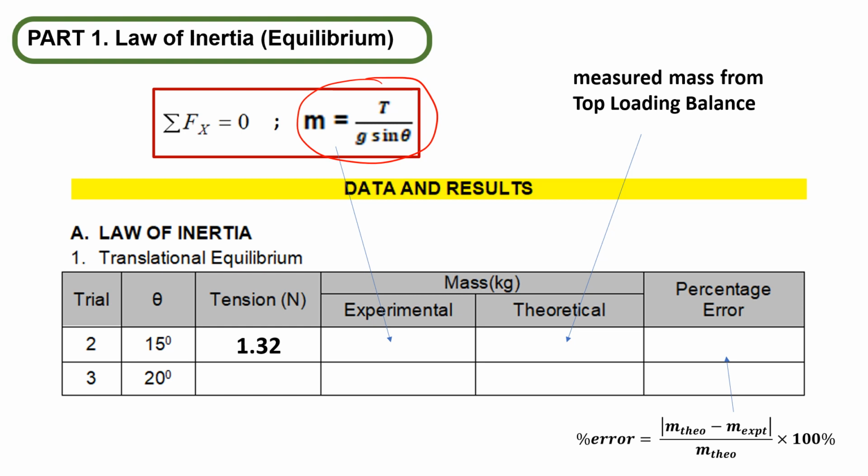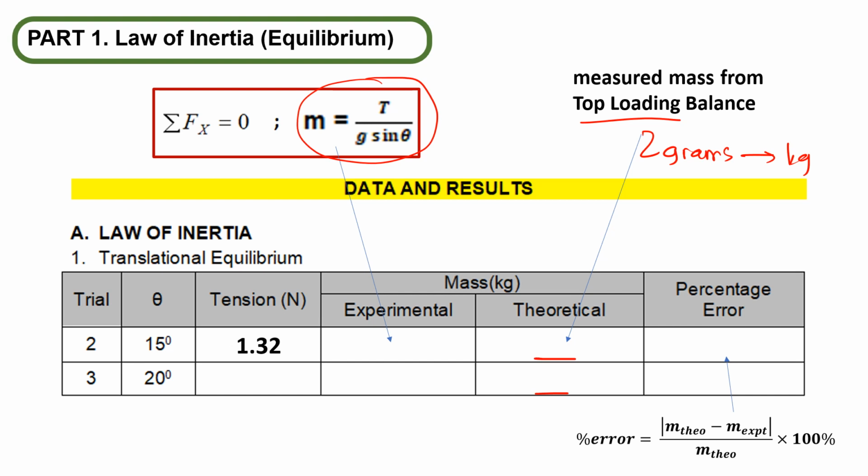And for the theoretical value, we need to measure the mass of the cart using a top loading balance. We just have to place the dynamics cart on the top loading balance, and whatever the reading is, that is the mass of the dynamics cart. Please take note, guys, that if we use the top loading balance, the reading is in grams, so we need to convert this to kilograms. Whatever the reading is, we place that here. So that will be the theoretical value. Again, the theoretical value is the measured mass from the top loading balance, and for the experimental value, we use the formula T over g sine theta.